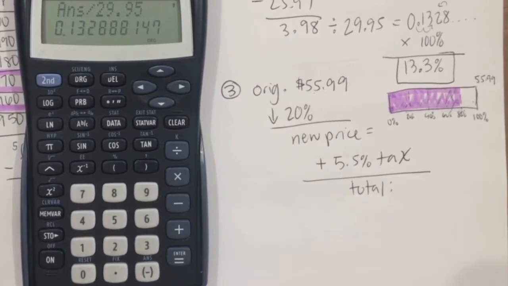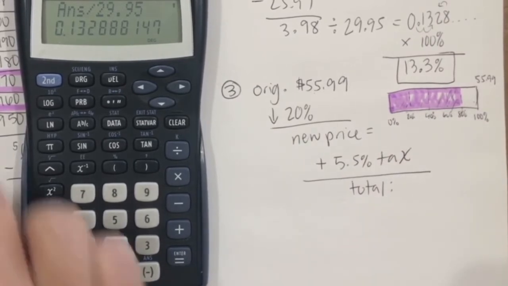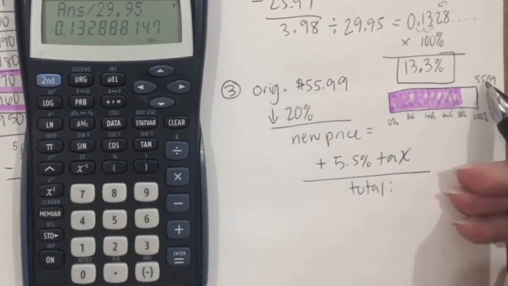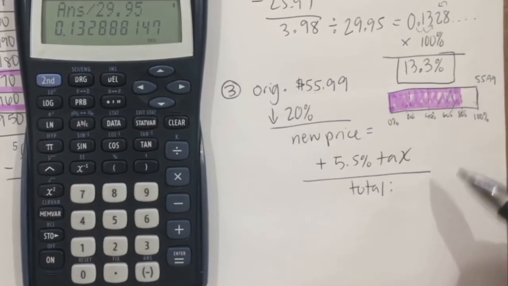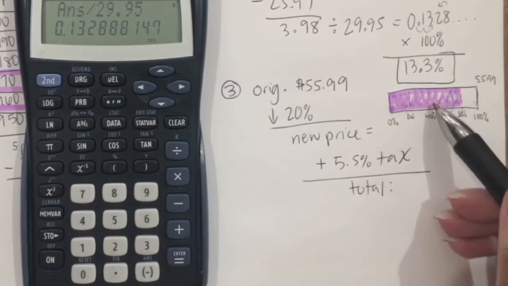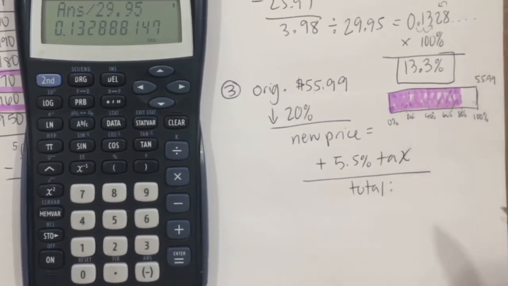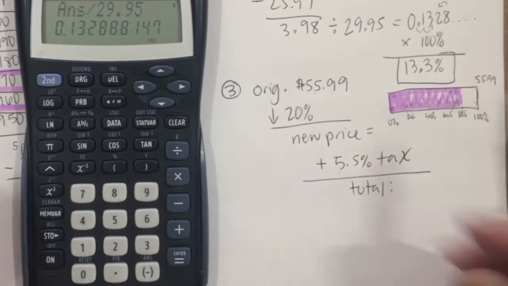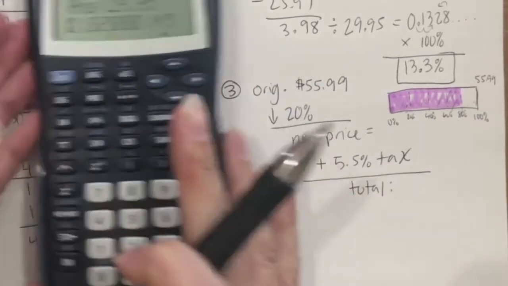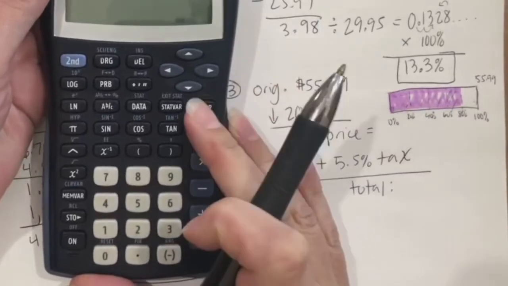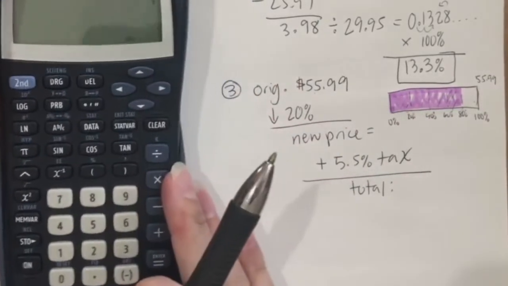That's what's left, 80%. So we could just find 80% of $55.99, and then we don't have to do it in 2 steps. We can just find the 80% instead of finding the 20% and then subtracting that from $55.99. So I'll do it the long way first real quick just so you can see what on earth I'm talking about, and then I'll use the shortcut.